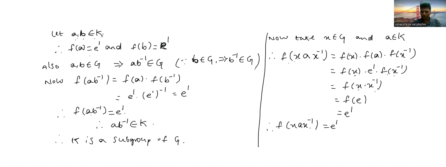Therefore, capital K is a normal subgroup of capital G. Hence proved. This is the way we have to solve any problem or any theorem by using the definition of the kernel of a homomorphism.